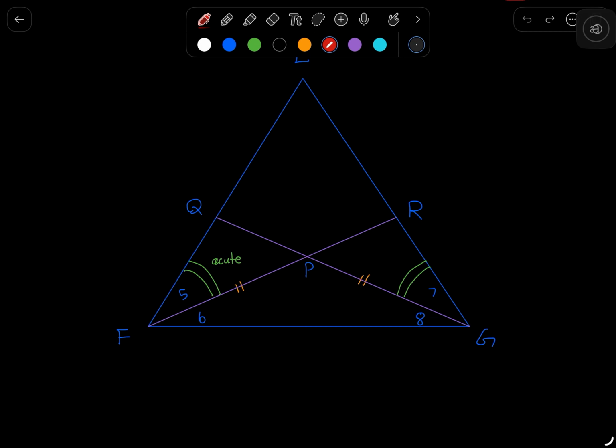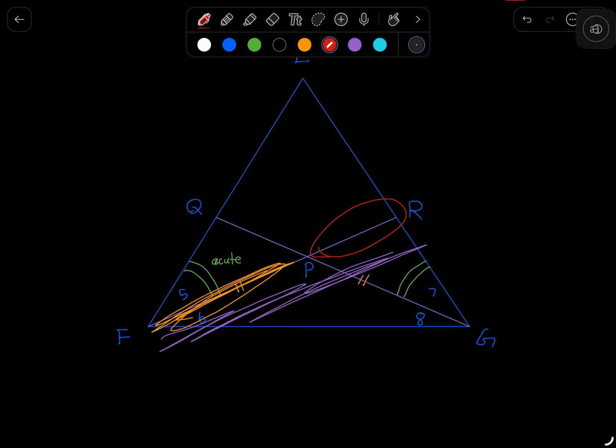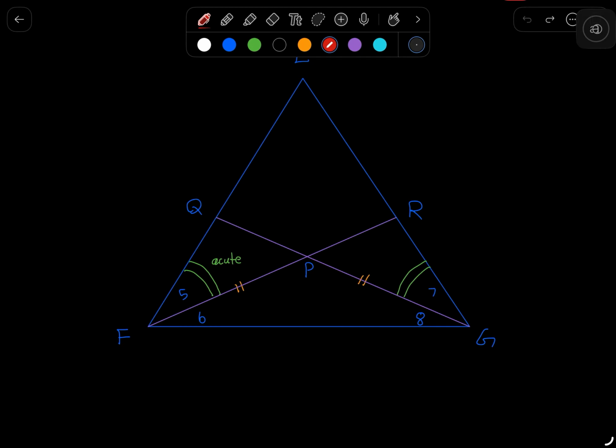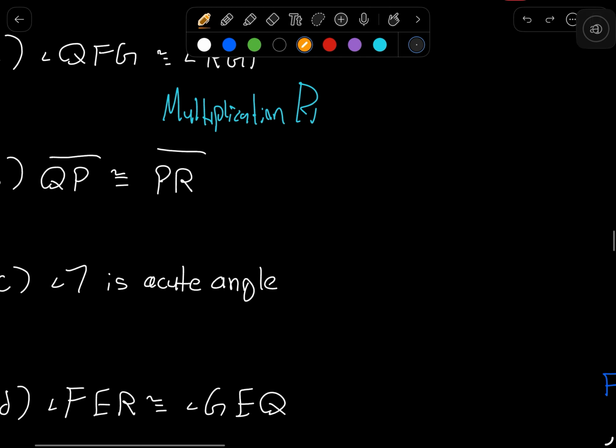Well, look at this. You have this entire segment here, and if you subtract this part, you get that. Similar logic. You have this entire segment here. If you subtract this part, you get this. So this is a classic example of the subtraction property. So this is subtraction.